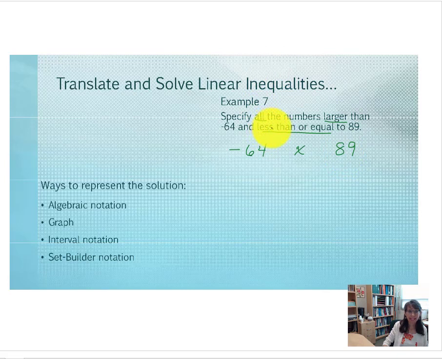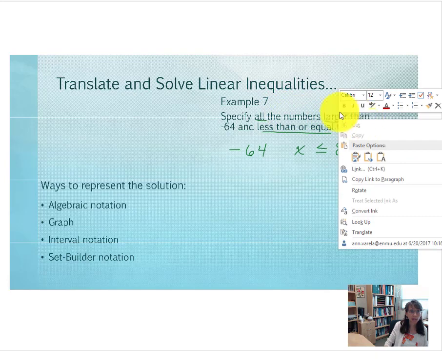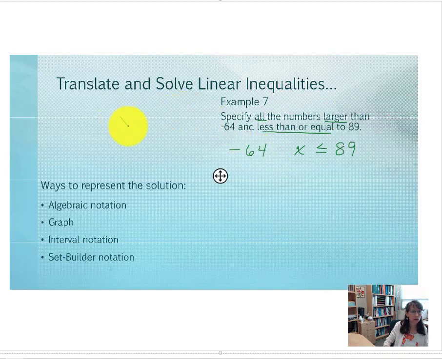If our numbers are less than or equal to 89, that might be the easier side to start with. So numbers that are less or equal to 89. Now let's look at this other portion. It says we're looking for all numbers that are larger than negative 64. So numbers that are larger than negative 64.